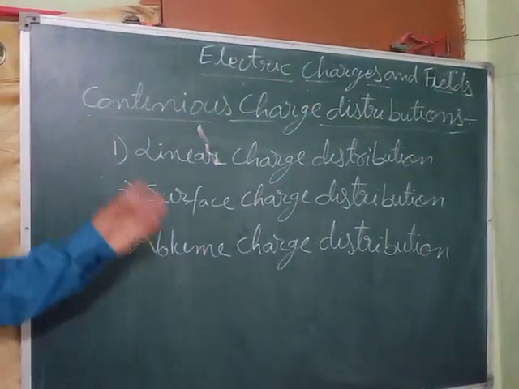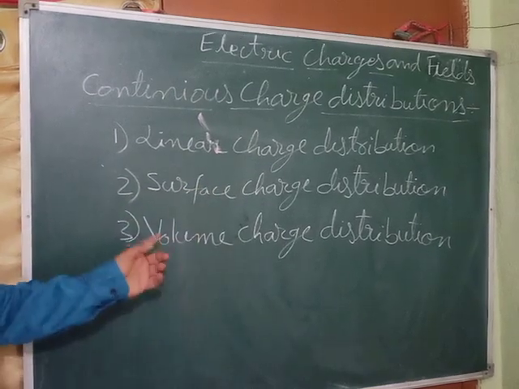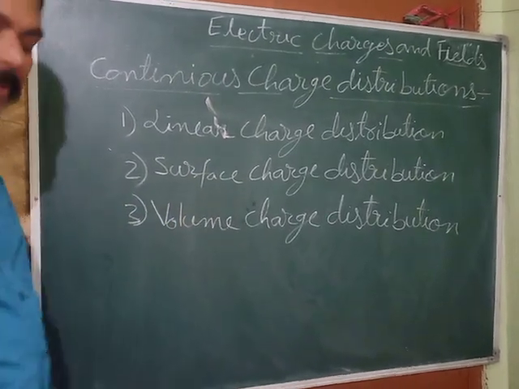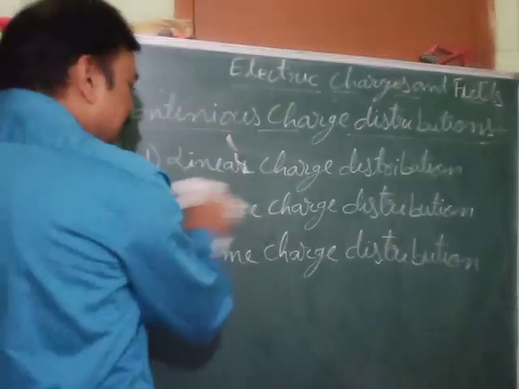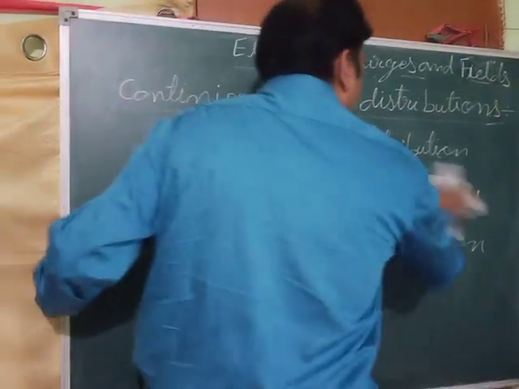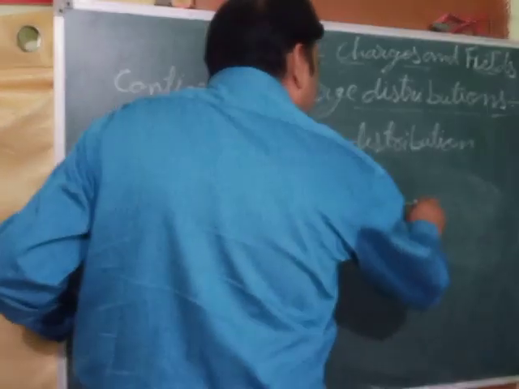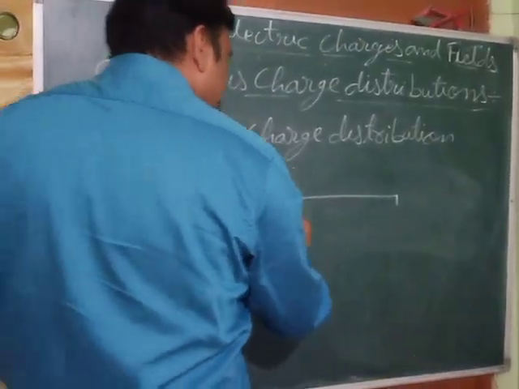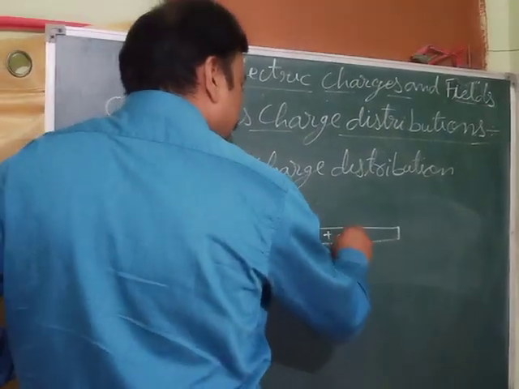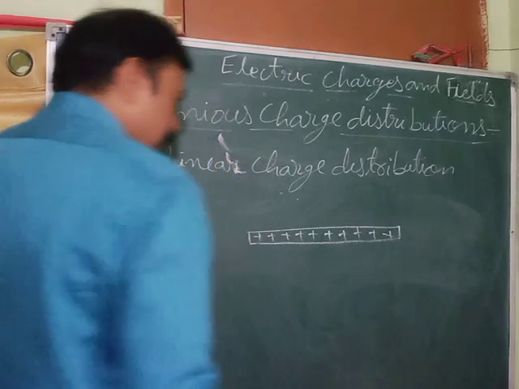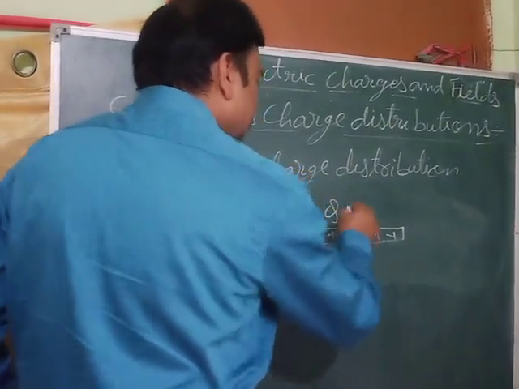Now this continuous charge distribution is of how many types? You can see here it is of three types: linear charge distribution, second is surface charge distribution, and third is volume charge distribution. Now what is linear charge distribution? Let us discuss that first. When we are talking about linear charge distribution, it is when the charge is present on a one dimensional body, like a rod. Suppose it has got certain charge, its length is L and total charge present on it is Q.